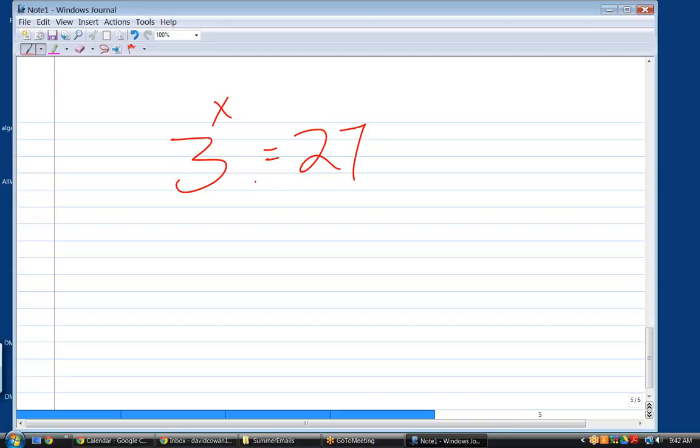If I told you that it was a small whole number, what would you answer? It's either 1, 2, or 3. 3. Right, because 3 cubed is equal to 27. Okay? Let's review our squares.